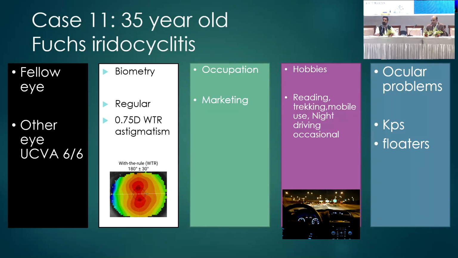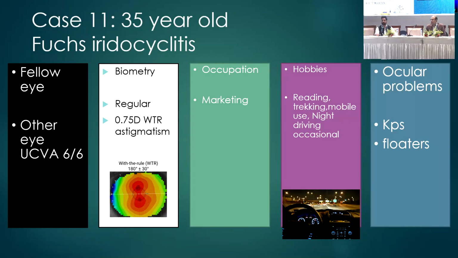This is another common scenario, a 35-year-old with Fuchs heterochromic iridocyclitis, other eye 6/6, because they are typically unilateral. Again, a young, outgoing guy in marketing, reading mobile, night driving. There are a few KPs as we expect and a few floaters. Again, these are the patients we commonly get. In their profession, they don't have a problem with money, and so he wants the best. Nitin? I will still counsel him for a monofocal. I don't want to do any fancy lens because he is a young guy with uveitis. We don't know what's coming. So monofocal, preferably heparin coated.